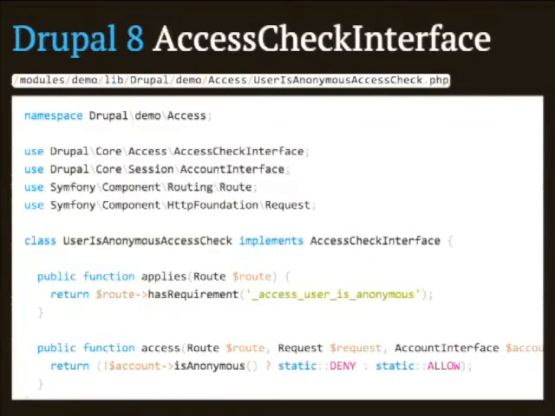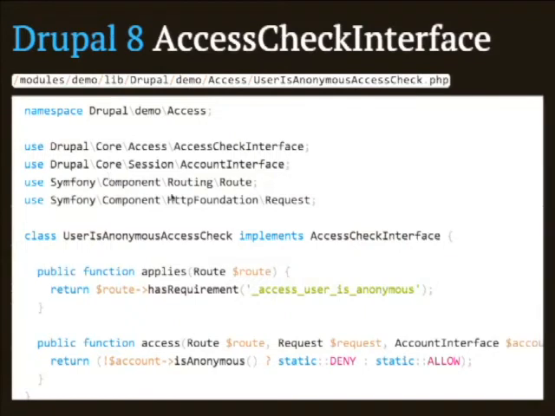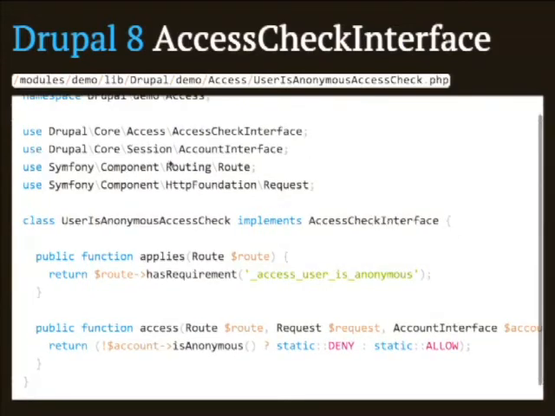So here's our actual class that we built. And in this case, it's got some use statements at the top with its namespace. And we see that this is for routing, so we can kind of see what we need to do here. And we're implementing an interface called AccessCheckInterface, which is provided by Drupal core.